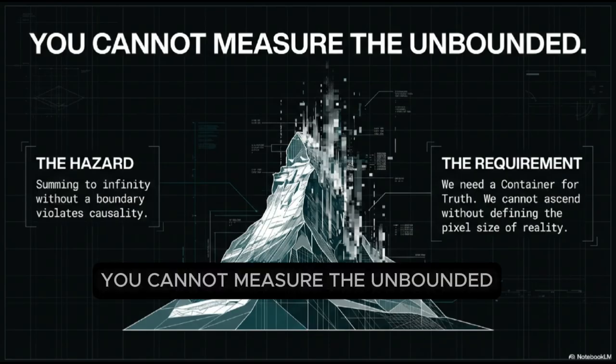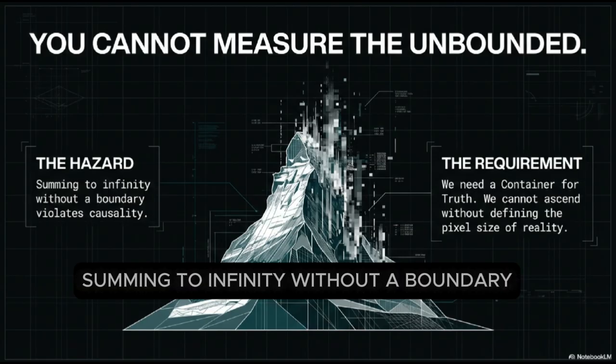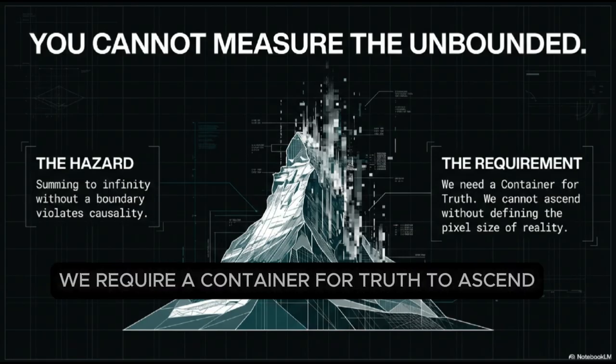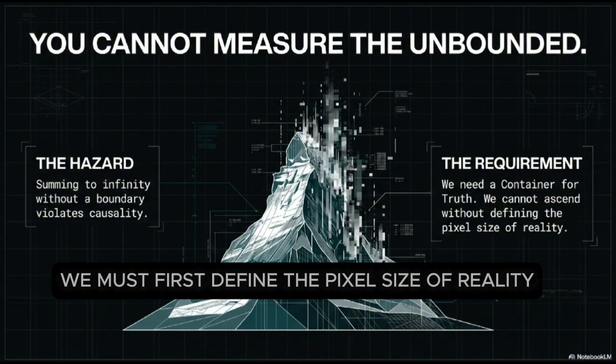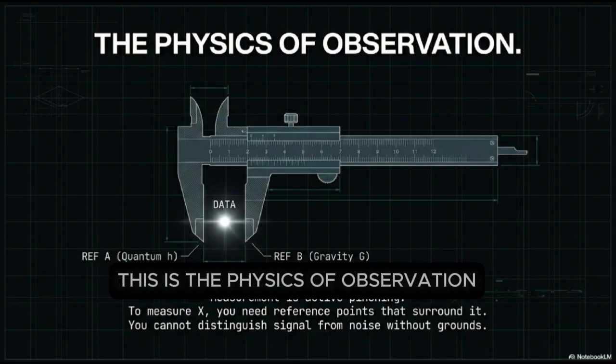You cannot measure the unbounded. Summing to infinity without a boundary violates causality. We require a container for truth. To ascend, we must first define the pixel size of reality. This is the physics of observation.